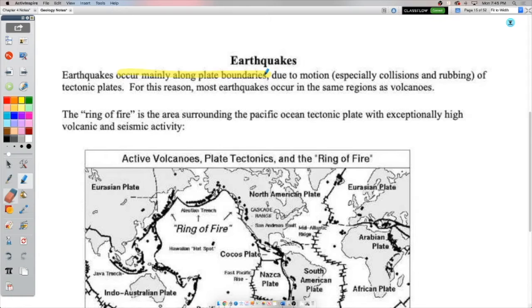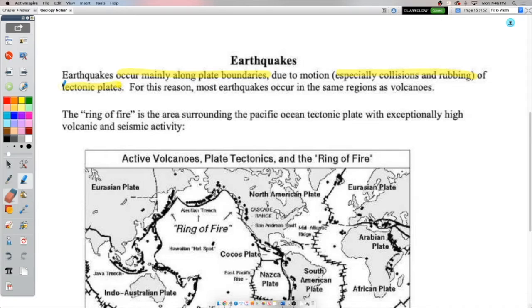You probably already figured that just based on what a plate boundary is. It's two pieces of the lithosphere, two giant slabs of Earth meeting, either colliding, or spreading away from each other, or rubbing against each other. You can get the feeling just from me describing that to you. You probably think, I bet there's some shaking going on there. It's probably not the smoothest place on Earth to be, and you'd be absolutely right. So, due to the motion, especially collisions and rubbing, of the tectonic plates, as we learned before, all three types of plate boundaries, diverging, converging, and transform, have earthquakes.